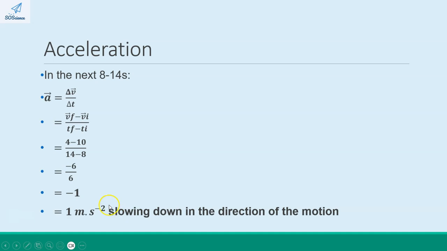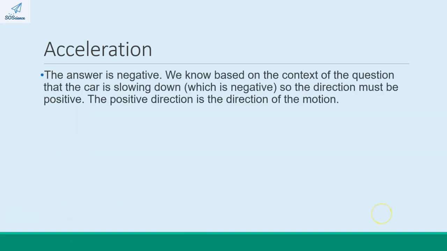Again, you don't need to state in your final answer that the object is slowing down. Remember, for a vector, you need magnitude and direction. I just find it easier to state both variables for acceleration. The direction, which we have to state, and whether it is speeding up or slowing down, because that helps me to make sense of the final symbol. The answer is negative, so we know based on the context of the question that the car is slowing down, which is negative, so the direction must be positive, which is the direction of the motion.